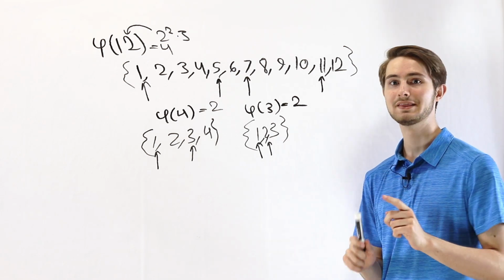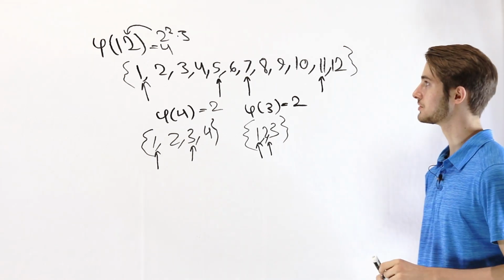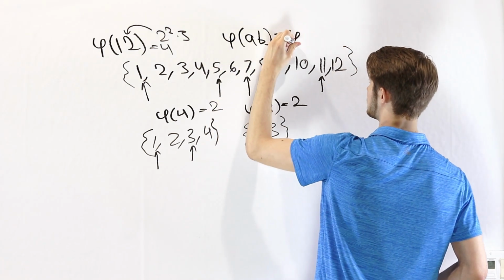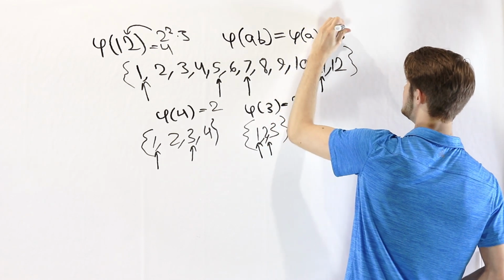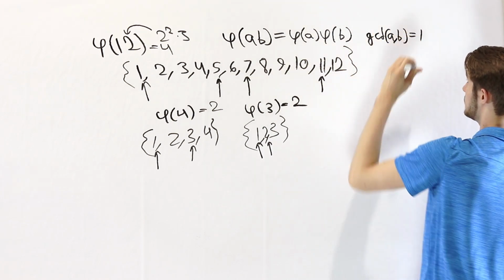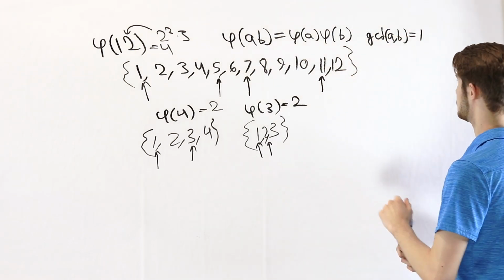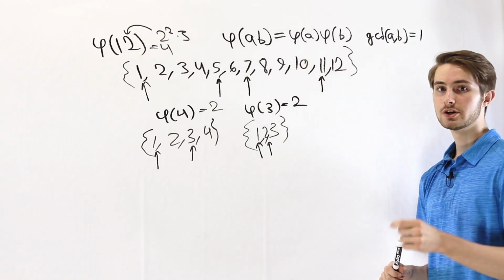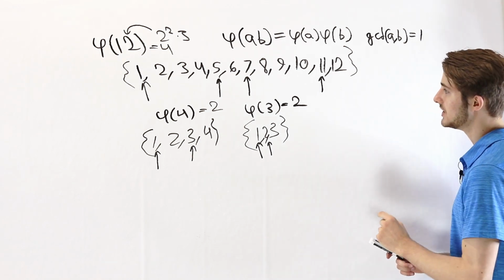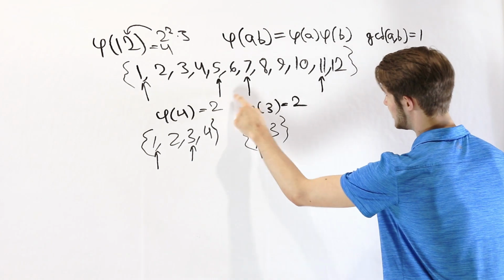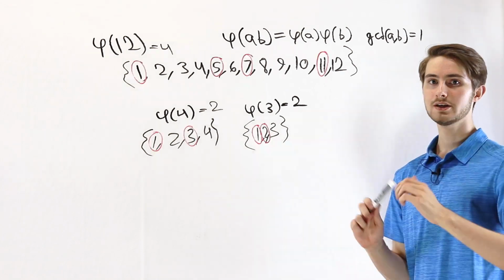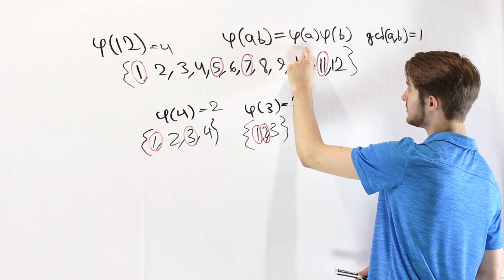They actually are, and that's the interesting property that leads us to the proof of the identity that phi of a times b equals phi of a times phi of b if the GCD of a and b is 1. In other words, if a and b are coprime. This is what it means for the totient function to be multiplicative. So what we want to do now is understand how these numbers, 5, 7, and 11, are related to these numbers down here.